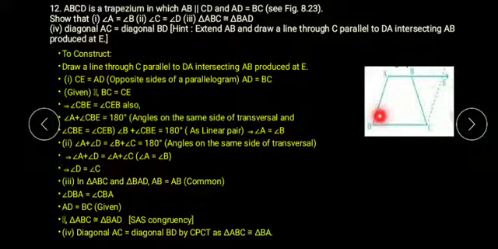Now see, CE is equal to AD, opposite sides of a parallelogram. Now this becomes a parallelogram, so AD is equal to CE, and similarly AD is equal to BC.